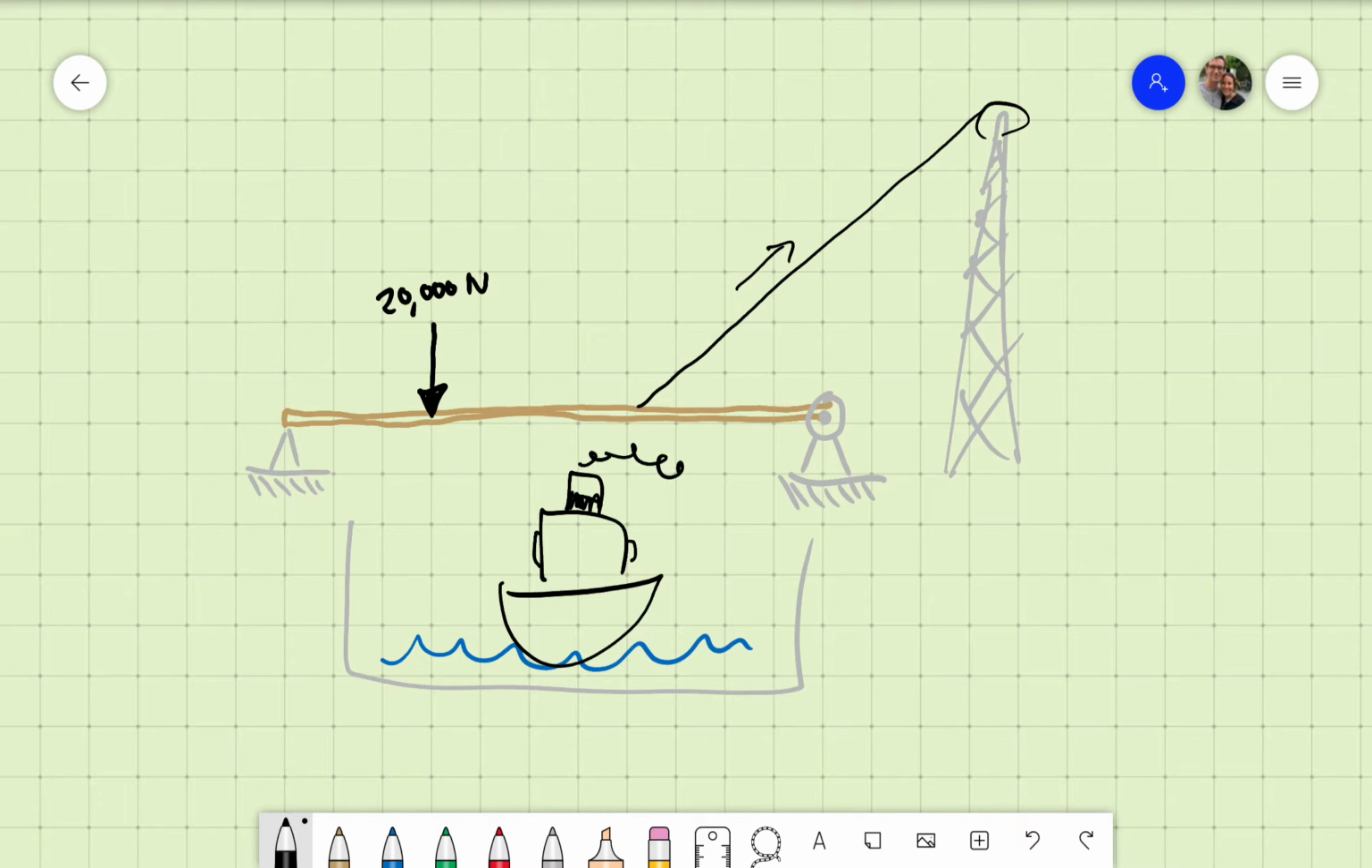I'm having way too much fun here. You like that? This is definitely not a free body diagram right now.